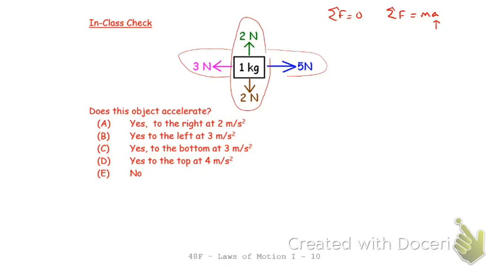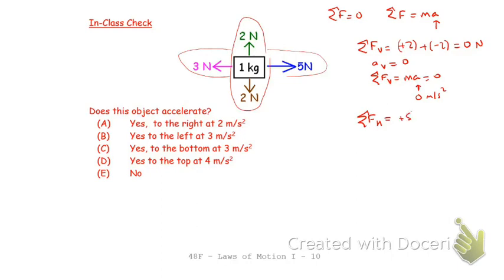I'm going to say the sum of the forces vertically equals... I'm going to go plus 2, that's the green one, added to minus 2, that's the brown one, equals 0 newtons. So the acceleration vertical equals 0, because the sum of the forces vertical equals ma, which equals 0. So a must equal 0. Agreed for that one?